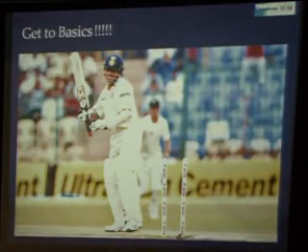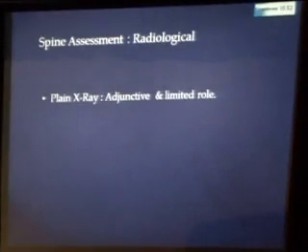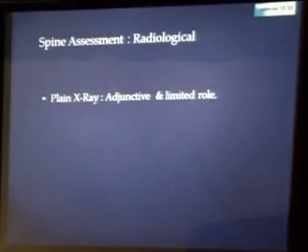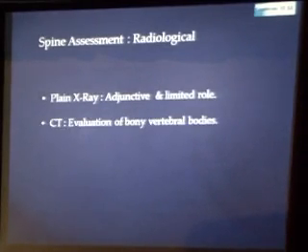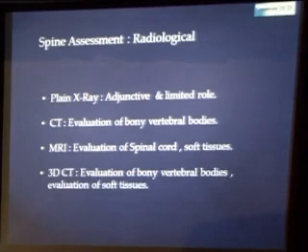We can be in a situation like this great man, and that is so, get into basics. Now, what help can we take? Radiological: you can take help of the X-ray, which is an adjunctive but quite an important role. You can evaluate with CT, which gives an excellent view of the vertebral bodies. MRI essentially is useful for the spinal cord and the soft tissues.